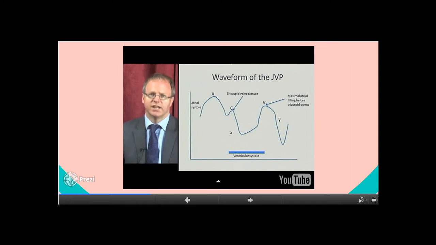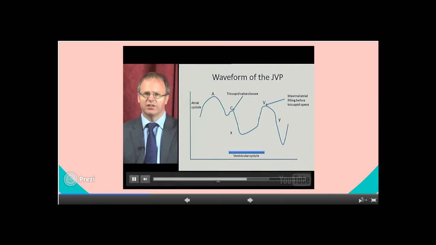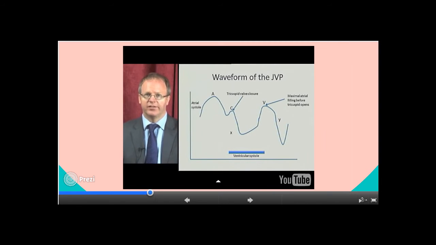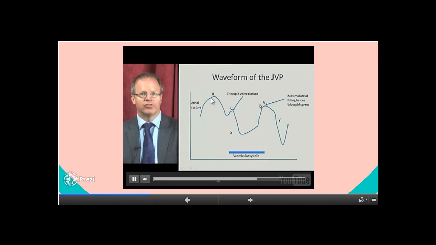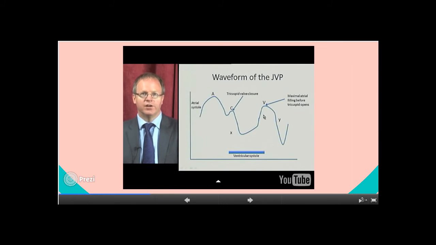I appreciate that assessing the waveform of the JVP can be very difficult, and it takes a significant amount of practice. That being said, it can provide very valuable information on the condition of the heart. As can be seen in this diagram, normally the waveform is bifid. First of all, you get the effect of the atrial contraction with the A wave, and then later, during ventricular contraction, you get the V wave when the AV valves are shut.